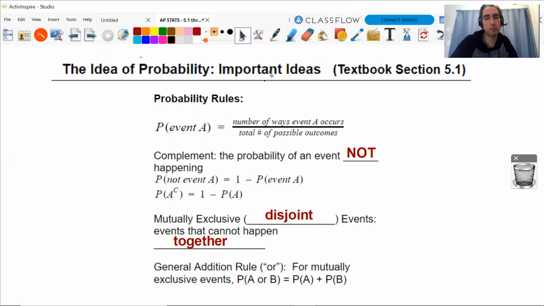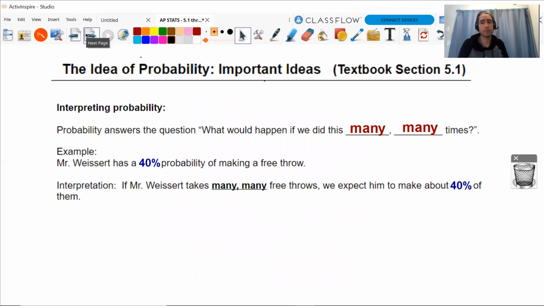So for general addition rule, the probability of something happening or this, like for instance, if I roll a die, probability of getting a 3 or 4, well, it's 1/6 plus 1/6 because you can get either one. So you're going to want to add those probabilities. And as far as interpretation goes, we always want to say, as far as probability, is what would happen if we did something many times. So in my example here, if I shot free throws many times, I would expect to get about 40% of them.